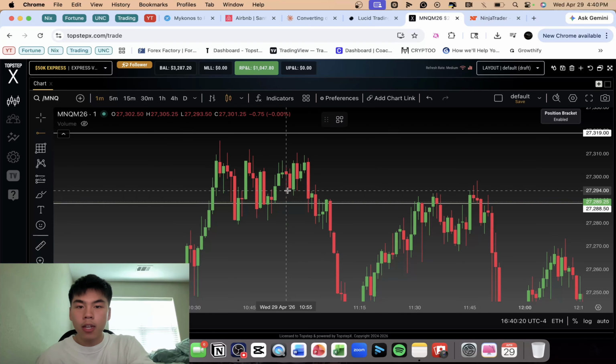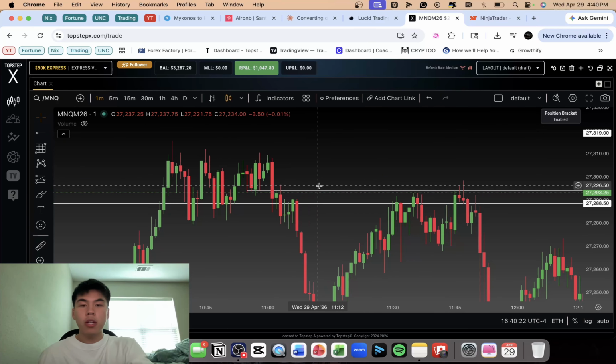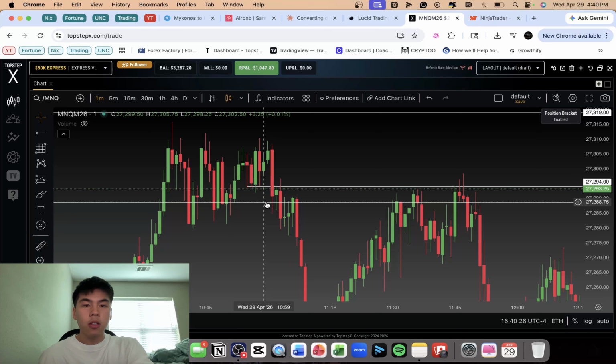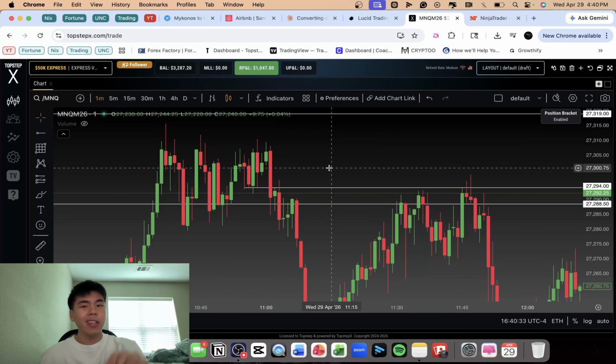So this is a low right here. Price ends up breaking 1-minute structure to the downside on this fat red candle down here. You can see it closes at 290.75. The low was at 293. That's a strong 1-minute break of structure to the downside.